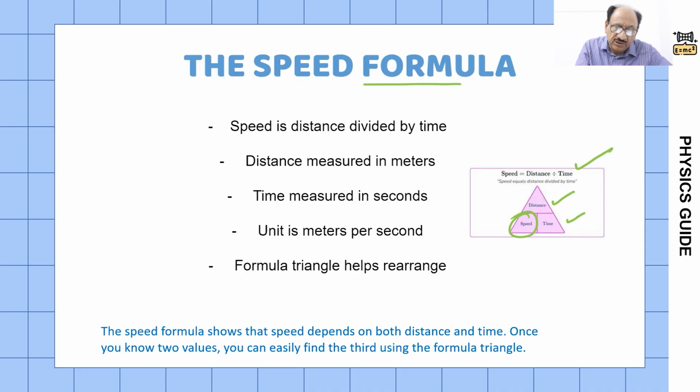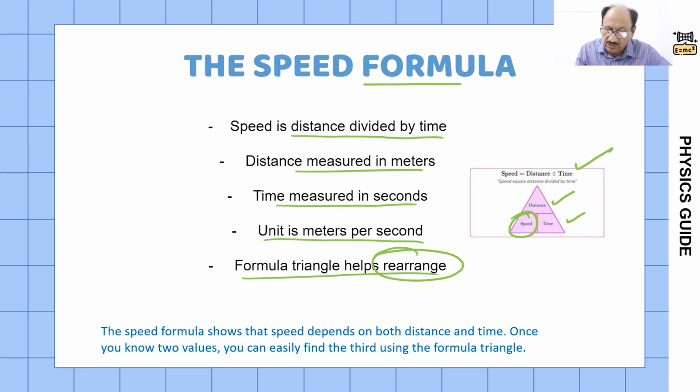So speed is distance divided by time, distance measured in meters, and these are the standard units, and time is measured in seconds. So the unit is meters per second. These are the standard units, but we can measure in kilometers per hour or kilometers per second in case of fast moving objects, or we can measure in centimeters per second in case of a slow moving insect or the like. So the formula triangle helps rearrange.